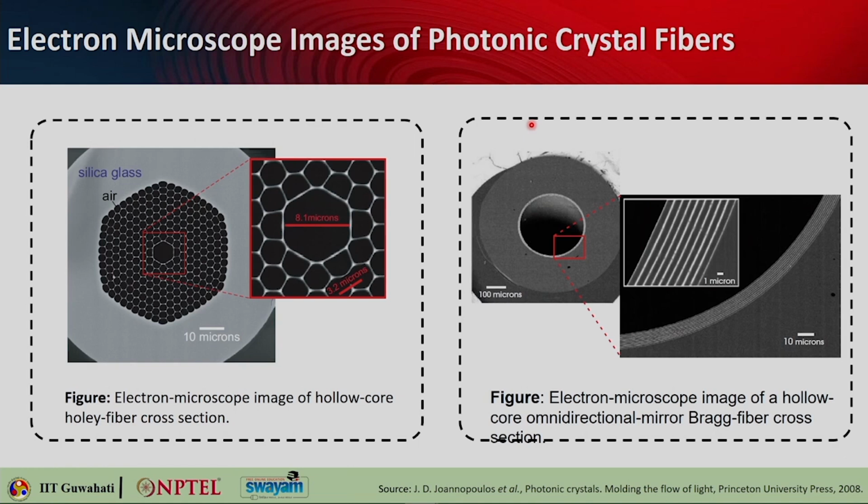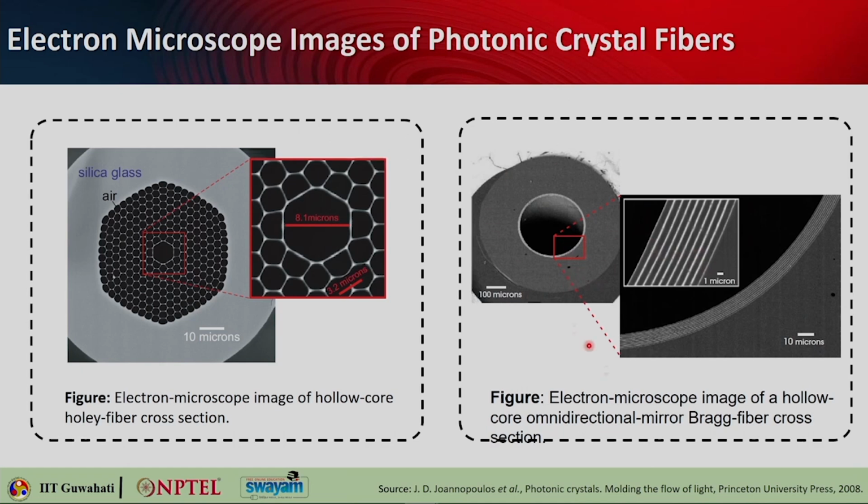Here are some electron microscope images showing how exactly hollow core fibers look. This is a hollow core fiber, and this is an omnidirectional mirror. This is again hollow core, omnidirectional because in all directions you have a mirror based on a Bragg cross section. So you have alternating layers of high and low dielectric and so on.